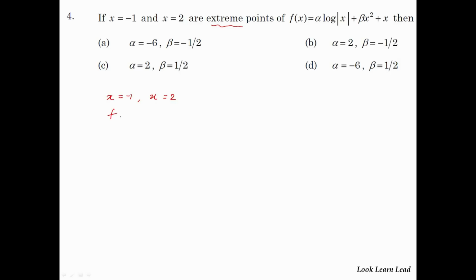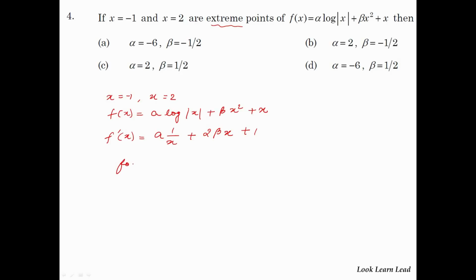And we have f(x) equal to, I'll write it once again, alpha log x plus beta x squared plus x. How can we solve it? First we would differentiate it. We will solve f dash x. F dash x would be alpha times the derivative of log x, which is 1 upon x, plus for x squared it is 2 beta x. For x it is plus 1. This is f dash x.